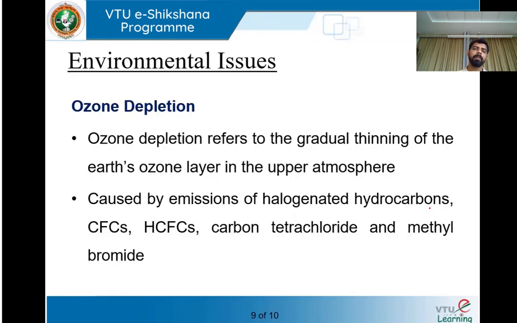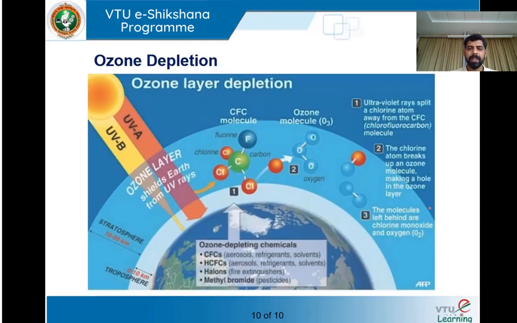So one more environmental issue of concern is ozone depletion. What is ozone? Ozone is a natural colorless gas that is present in our atmosphere. Each ozone molecule has 3 atoms of oxygen, which we chemically denote as O3, and ozone is found primarily in 2 regions, as you can see here.